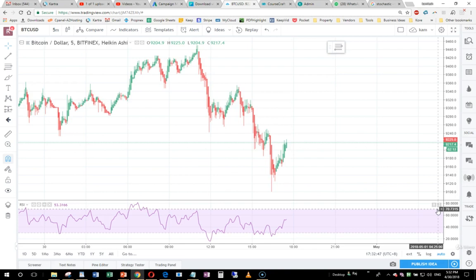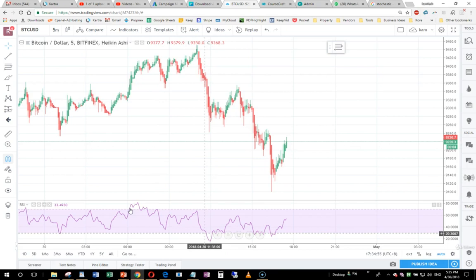Now, RSI is one of the most important indicators used in technical analysis or charting, and this is how traders read it. So when the RSI goes above 70, we say the market is overbought, and when this is at 30, we say the market is oversold.